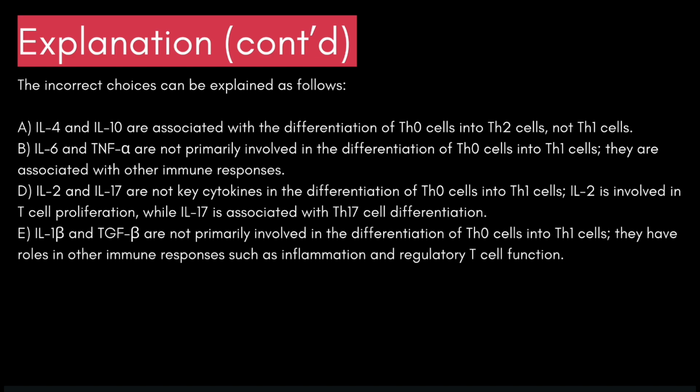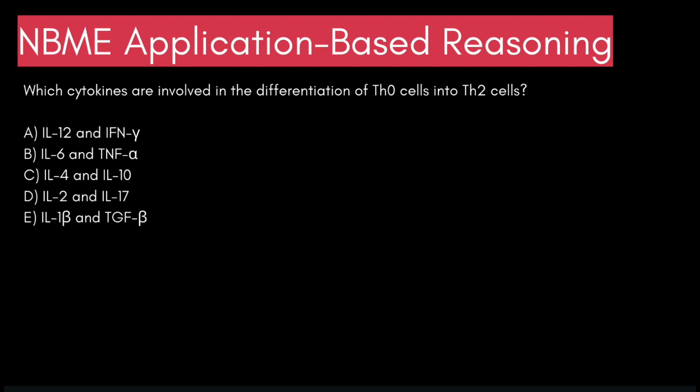IL-2 and IL-17 are not key cytokines in the differentiation of Th0 cells into Th1 cells. IL-2 is involved in T cell proliferation, while IL-17 is associated with Th17 cell differentiation. IL-1B and TGF-beta are not primarily involved in the differentiation of Th0 cells into Th1 cells. They have roles in other immune responses such as inflammation and regulatory T cell function. Let's go ahead and move on to the next question. Which cytokines are involved in the differentiation of Th0 cells into Th2 cells?